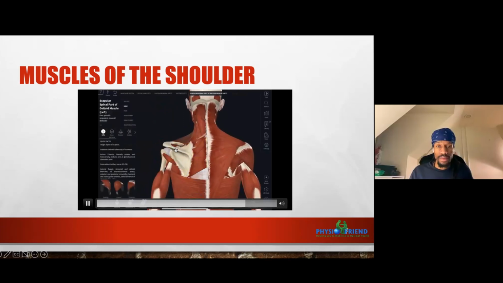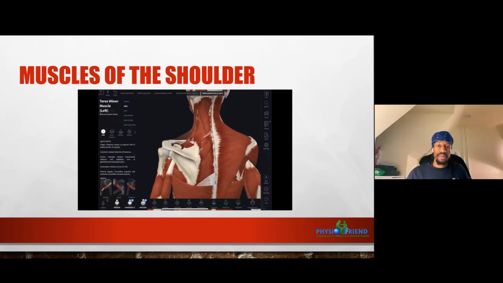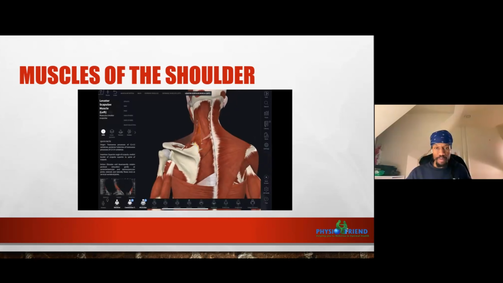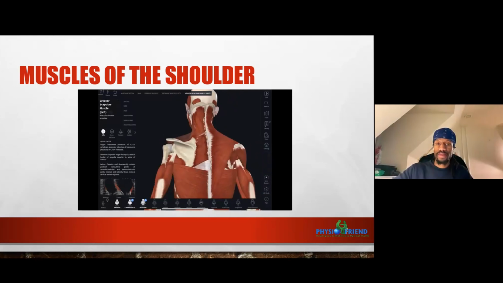So we get a lot of problems in these rhomboid muscles, basically when we're slouched forward in our chair for most of our days on the computer. And here we have the levator scapulae muscle, which can often get tight because of postural problems.